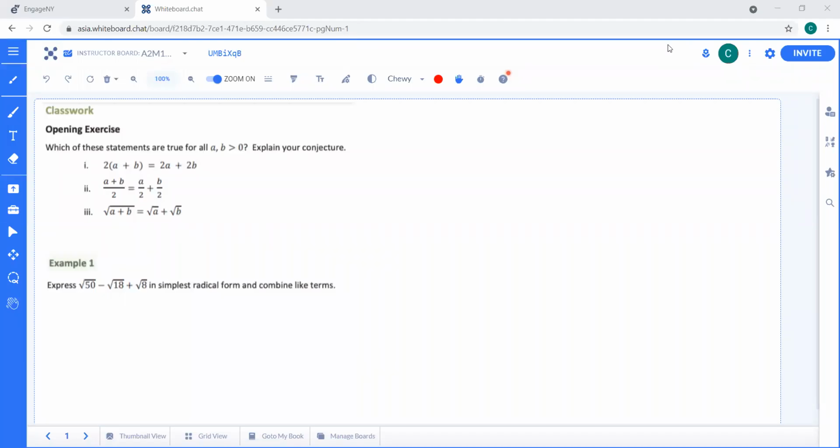Okay. So we need to know if these are true statements, if A and B are greater than 0. And we know this one is going to work out. Let's just use 1 plus 2 for A and B. Is that equal to 1 over 2 plus 2 over 2? So this is 3 over 2, and this would be 3 over 2. So it worked out.